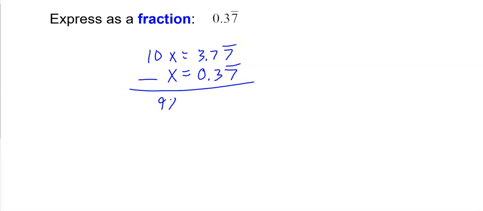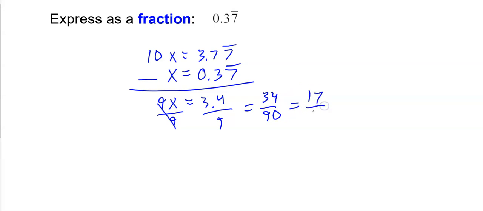Subtract, and we get 9x. So there is a 9 involved in this. And we get, I think, 3.4. Divided by 9, 3.4 divided by 9 is our answer, but we don't like that answer because we don't like a decimal and a fraction in the same thing. So we get 34/90 when we multiply both those by 10, which is really equal to 17/45, which I think would be our answer there.